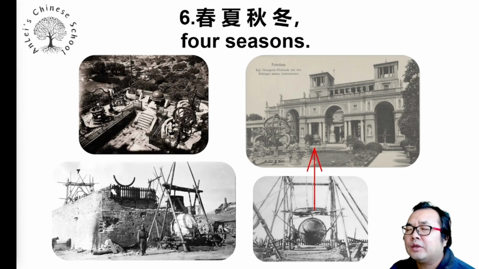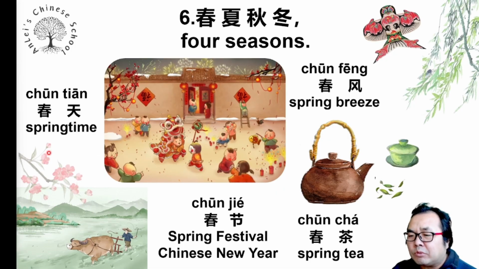In 1900, the Boxers' Rebellion broke out. The 8 Allied forces invaded Beijing. The German soldiers took the instruments to Germany and placed them in the Royal Garden. After World War I, at the Paris Peace Conference, China, as one of the victorious countries, got the astronomical instruments back. Let's form some words with the character Chun, spring.